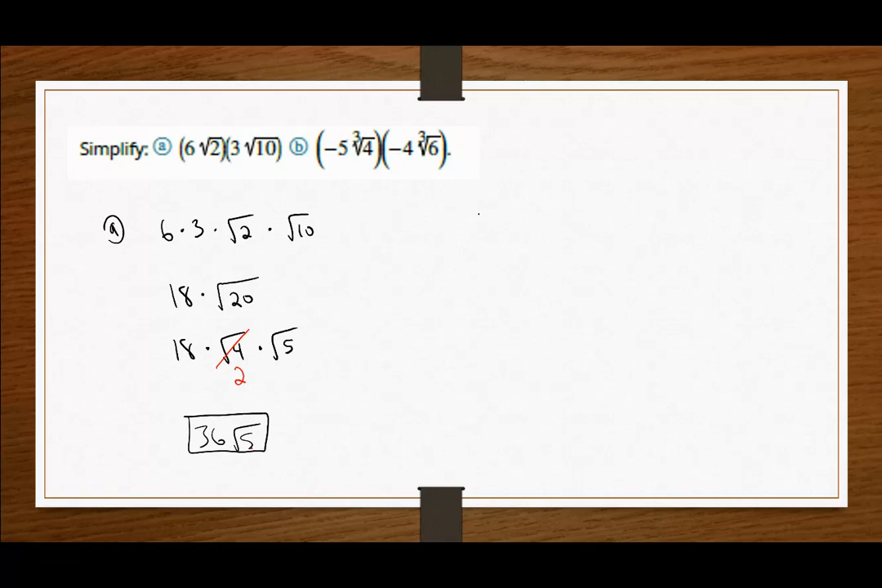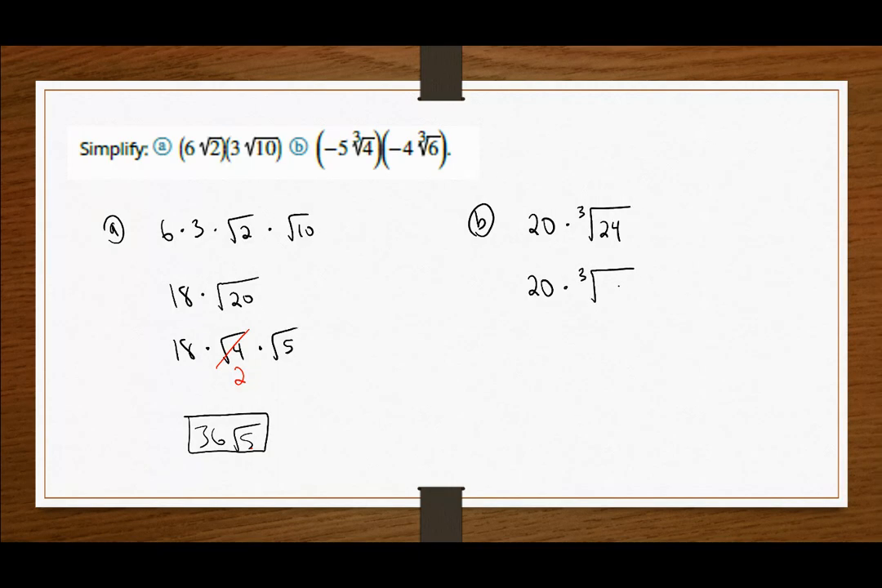In part B, we can follow a similar step-by-step process, looking at the coefficients. The product of negative 5 and negative 4 should give me positive 20. The two cube roots can be multiplied together to give me the cube root of 4 times 6, or the cube root of 24. In this case, we're looking for cube roots, and so the split is going to end up being for perfect cubes and non-perfect cubes.